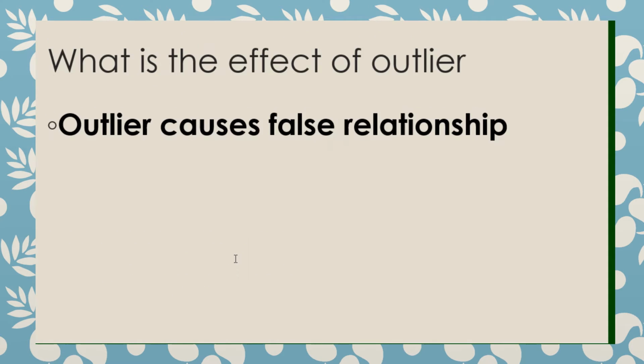Okay. Now, what is the effect of outlier? This question always comes out. The effect of outlier is outlier causes false relationship.